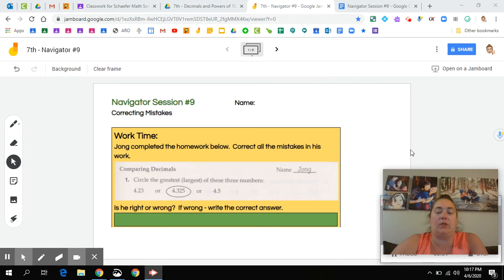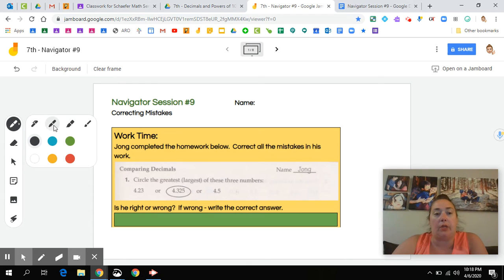Hey guys, I wanted to give you this quick mini lesson to get you some help as you work through Navigator session 9. We've done types of worksheets like this before in class where we had to look at students' work and analyze to see whether or not they were doing things the right way or if they were making mistakes. And so that's what you're doing on this Navigator session. We are basically pretending that you're the teacher and you're going to see if the student's getting it right. And if they're not, then you're going to mark it wrong and you're also going to correct it with the right answer. So your work time problems, get my marker up here.